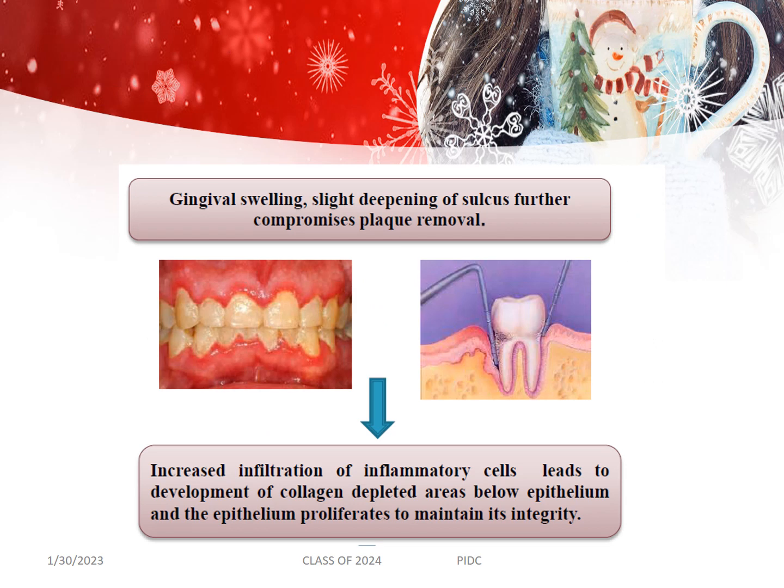Because of this, there is a little gingival swelling, and slight deepening of the sulcus is present. Since the sulcus is deepened, if there is any plaque here, it compromises plaque removal. In response to this, there is an increase in inflammatory cells, which leads to the development of collagen depleted areas below the epithelium, and the epithelium proliferates downwards to maintain its integrity.